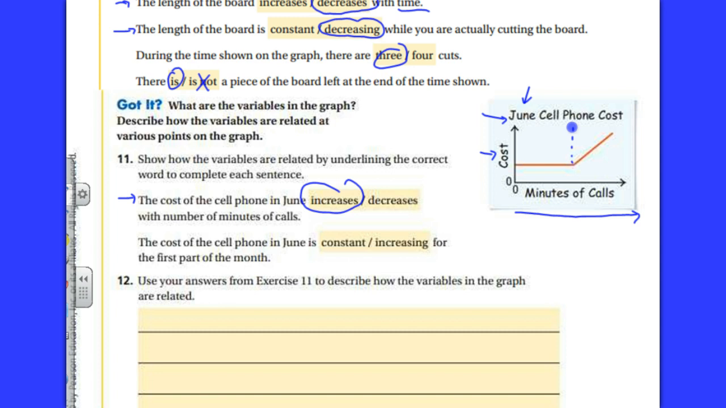Now you, who are probably familiar with cell phones and cell phone plans, can probably figure out what's going on at this point in time right here. There's a story happening here. The cost of the cell phone in June is constant or increasing for the first part. Well, clearly the first part, that's a constant value. So that means they haven't hit their total number of minutes. And again, you can kind of see the story here that they pay a constant fee, a flat fee, up to a certain number of minutes, and then they have to pay per minute as they go.